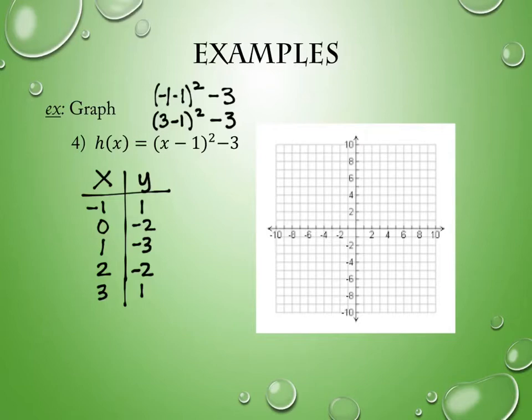If you don't like doing all the nitpicky little evaluations that I keep saying out loud, your calculator's right there. Use it, it's fine. Let's plot the points. I have negative 1, 1. We have 0, negative 2. 1, negative 3. 2, negative 3. And then 3, 1. Does it look like a U? It does. And we'll connect them.